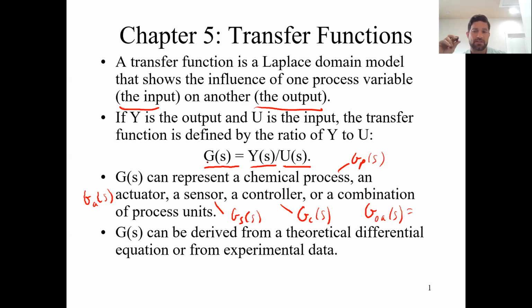Now, one of the benefits here, like we showed previously, is that if we have an actuator, a process, and a sensor, the output of the actuator is the input to the process, and the output of the process is the input to the sensor. So we can use these transfer functions to combine all of these individual processes together to come up with one overall transfer function. And we can use that for open loop processes as well as closed loop processes.